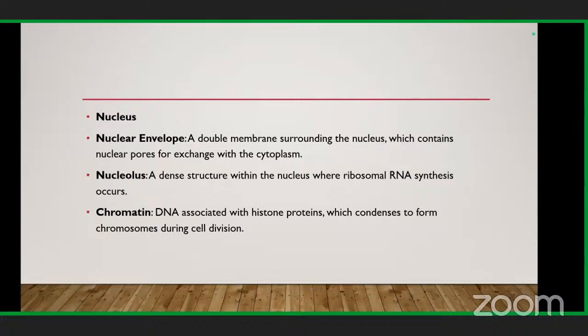I have already explained that meiosis is the reduction division. Due to meiosis, from diploid we again get haploid cells. And mitosis is the repetitive division of cells. So the nucleus contains the nuclear envelope, the nucleolus, and the chromatin.